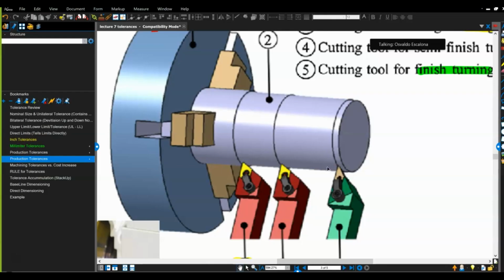Okay. Now I need to make sure that when I'm done, I just need to do a little bit more to finish the part. So the first operation, I took a lot of material. The finish operation, I just take a little bit, right? Barely touch the part so I can get a finished product. So you have roughing operations, you got semi-finished operations, and you got finishing operations.